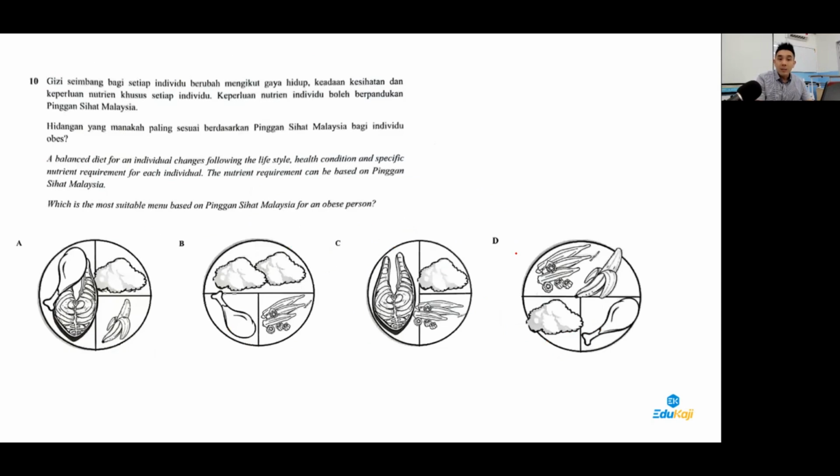Now guys, number 10 is a no-brainer. It's a very easy question. An obese person should reduce intake of meat, and should take more vegetables and fruits. So therefore, this is most suitable for an obese person. This one has too much rice, too much protein. Don't need so much protein, guys. The better one is D. So number 10, D.